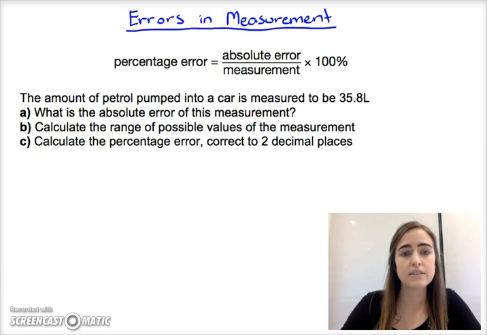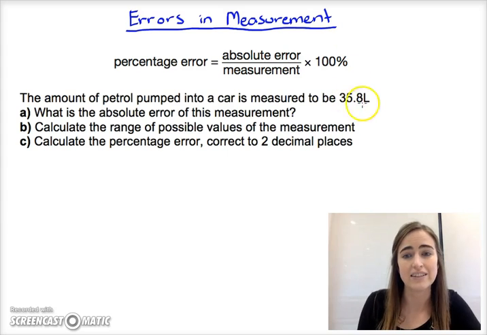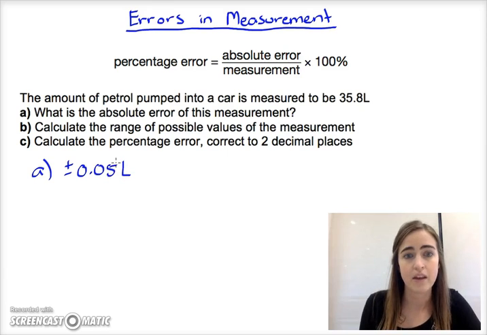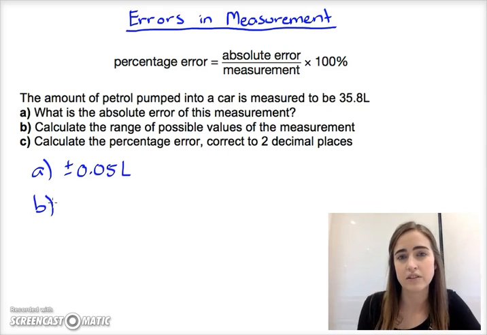So our example says the amount of petrol that's pumped into a car is measured to be 35.8 litres. Then our question has 3 parts. The first one asks us what is the absolute error of this measurement. So that's what we were doing on the last slide. So because it's measured as 35.8 litres, it's measured to 1 decimal place. Our absolute error for part A would be plus or minus 0.05 litres.